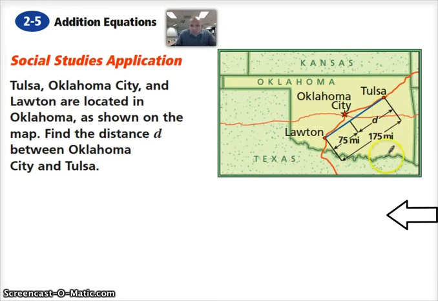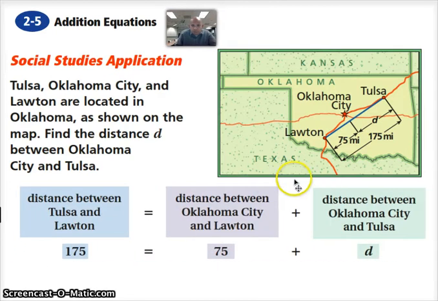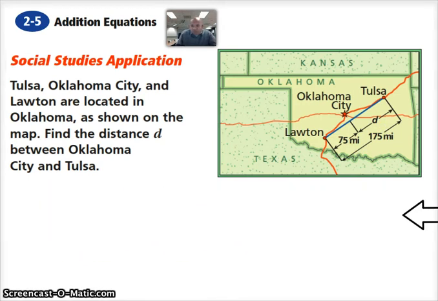So what we're going to do is set up the equation. We know that the entire distance between Lawton and Tulsa is 175, and that would equal this distance, Oklahoma City to Lawton, plus this distance, Oklahoma City to Tulsa. So these two distances added together would equal 175. 175 equals 75 plus d. So we're going to go ahead and solve in that case. I'm going to copy down that problem. 175 equals 75 plus d.